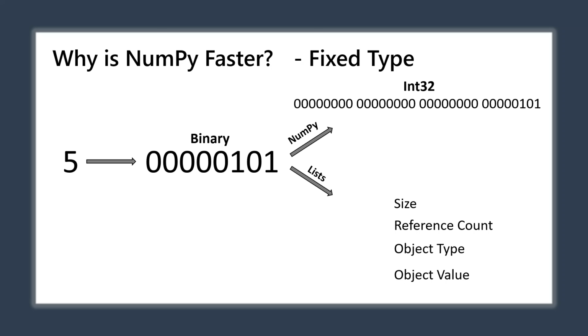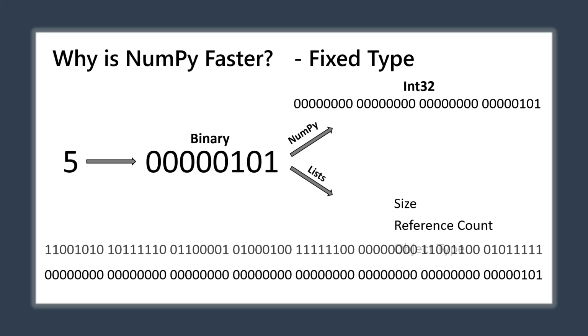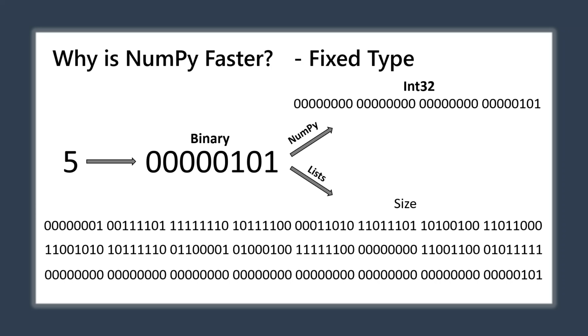If we break this up into the actual binary that it represents, the object value is represented as a long, which is 8 bytes. The object type, same deal. Reference count, same deal. And then the size, I believe, is a little bit smaller. I think it's only 4 bytes. But as you can see, that's a single integer within lists using the built-in int type. It requires a lot more space than NumPy.